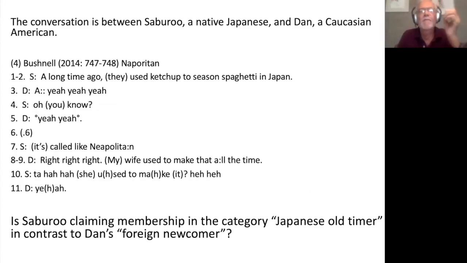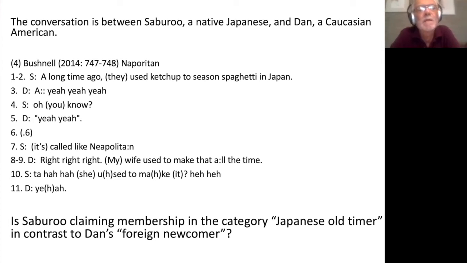Now, my final example comes from a very useful article by Kay Bushnell. I know most of you have read it, but if you haven't, I certainly recommend it to you. But I'm going to take issue with his analysis of this particular segment. This is between Saburo, who's a native Japanese, and Dan, who's Caucasian American, who lives in Japan. And I'm just giving you the English.